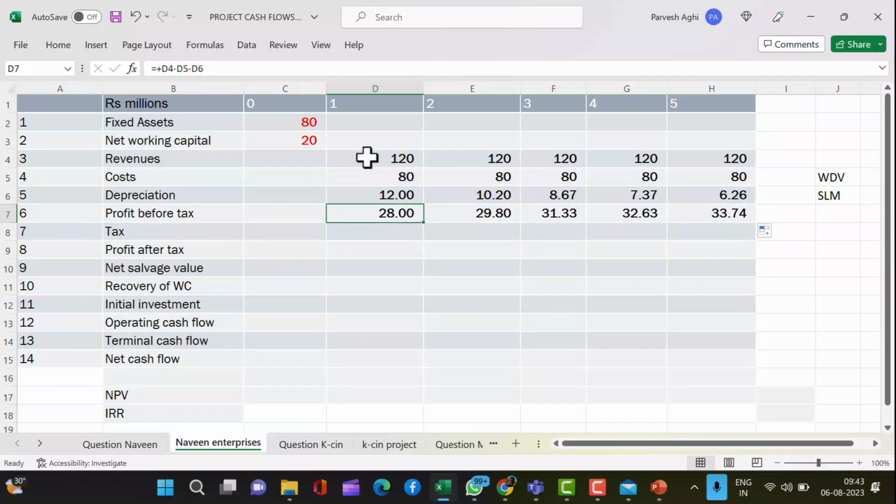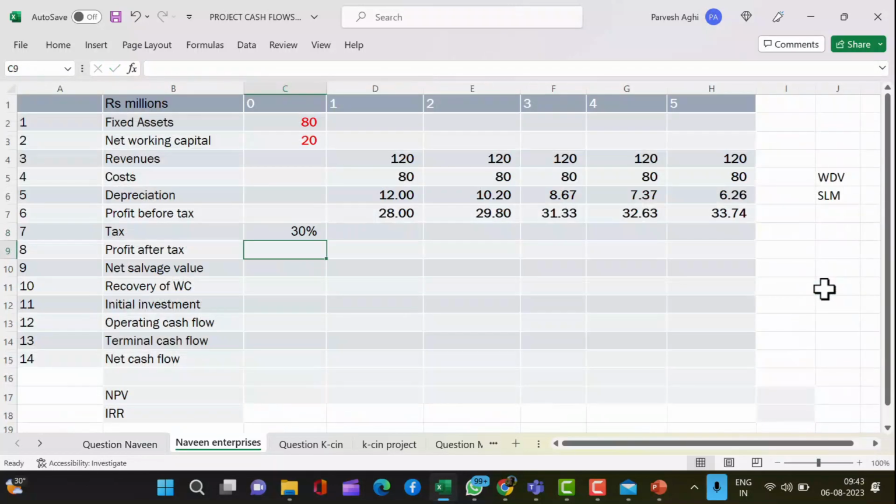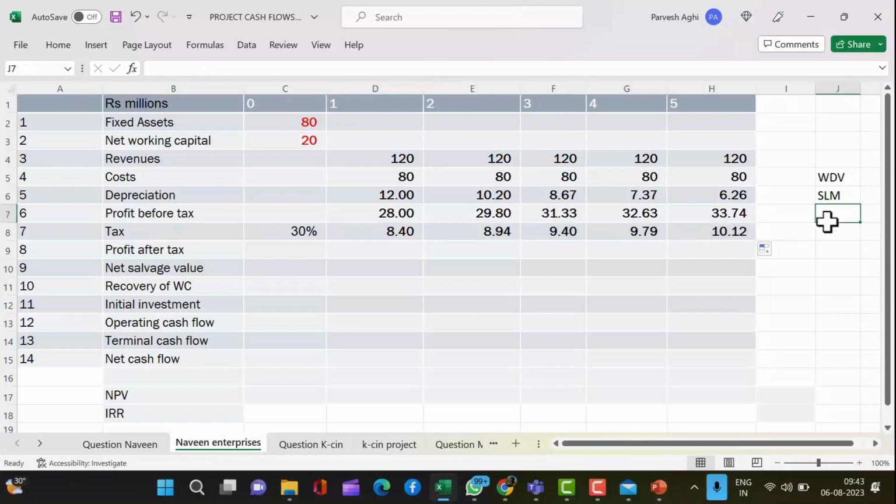Then tax. What I can do is bring this tax rate here. Then I'm going to do this into this, and make tax a constant figure. And then I can simply copy paste everything. Is that okay?